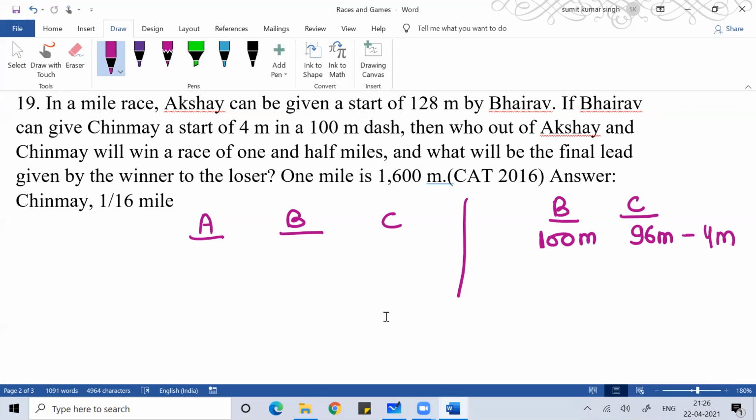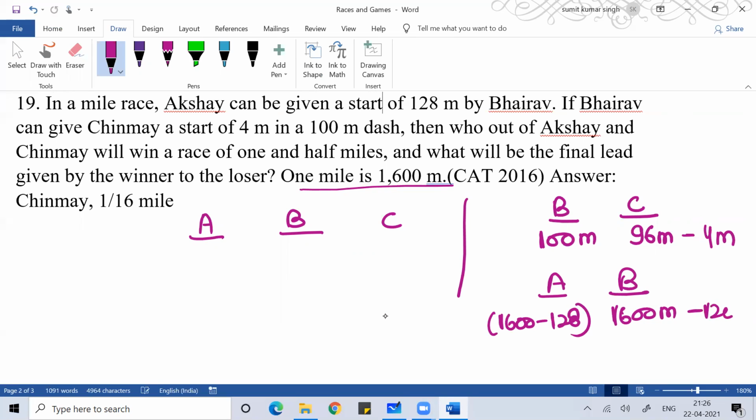In a mile race, it is given 1 mile is 1600 meters. When we talk about Akshay and Bhairo, Akshay covered 1600 meter, 1 mile means 1600 meter. Bhairo has covered 1600 minus 128 meter, meaning Bhairo has given Akshay a 128 meter start.